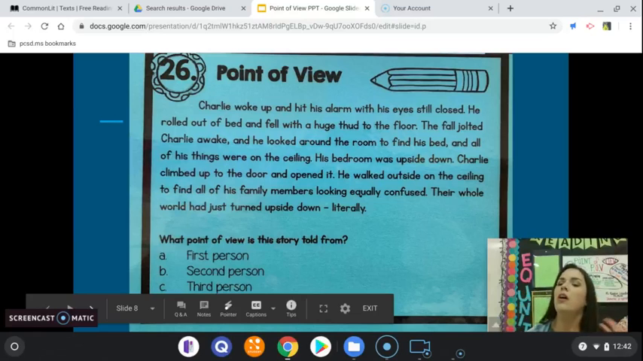Okay, so the narrator of this short text is an outsider looking in. It is not Charlie, and it's not anybody in Charlie's family. It's somebody telling the story over again. So it is third person, okay? Now, in third person, you have third person omniscient and third person limited. And let me tell you what those are in the next one.